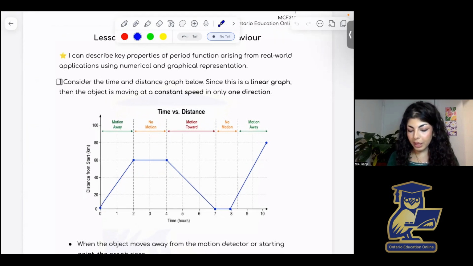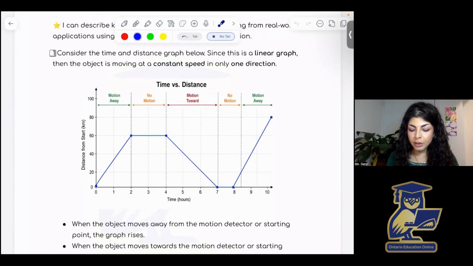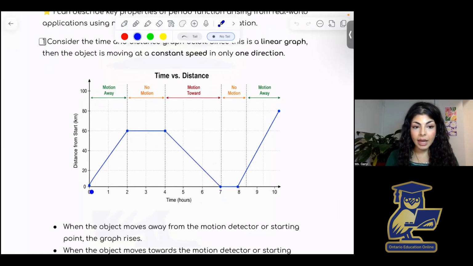So we are looking at this time and distance graph here. This is a linear graph because all of these lines are linear lines, which then also means that the object is moving at a constant speed in one direction for any portion of the graph that we are looking at. So starting at point zero, at time zero, and we have time in hours and distance in kilometers. So here, after 2 hours, we have traveled to 60 kilometers.